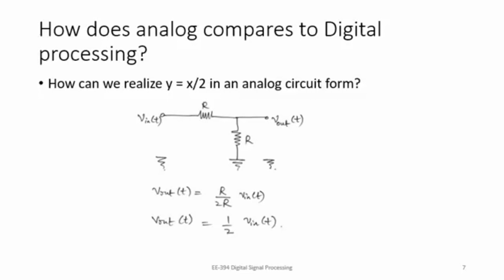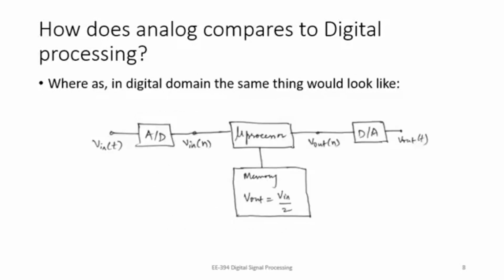So what is an alternate? Digital processing allows you an alternate mechanism, which is something like this. In this manner, you will have a voltage input which will first of all pass through an analog to digital converter, and then it will go into a microprocessor, and the microprocessor simply knows how to run maths.